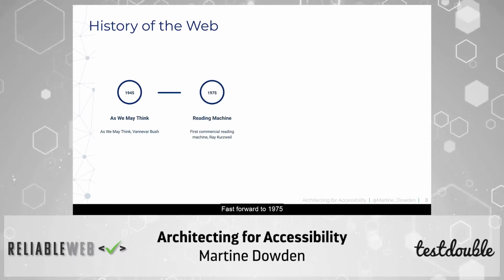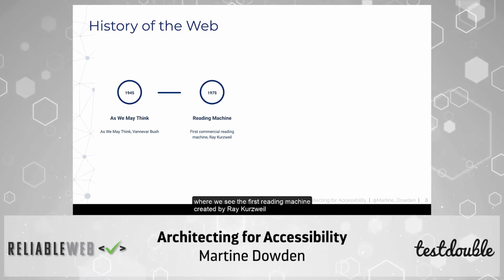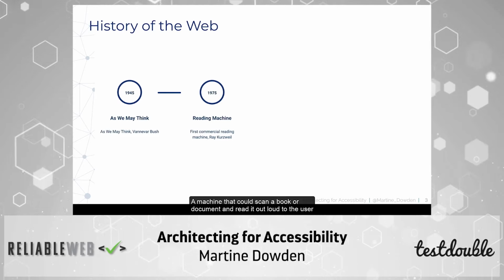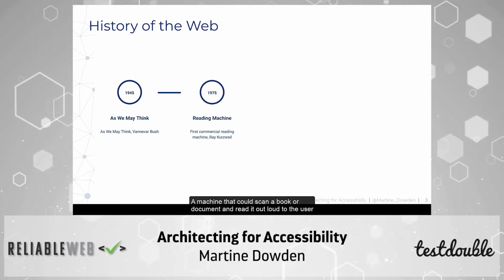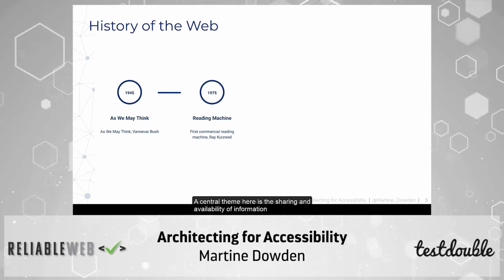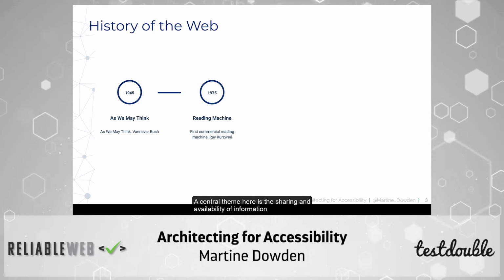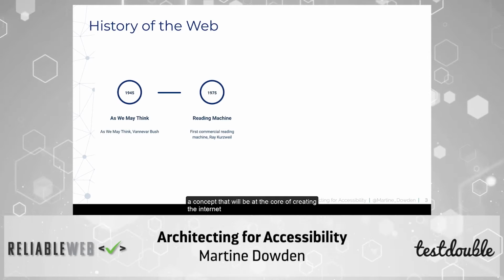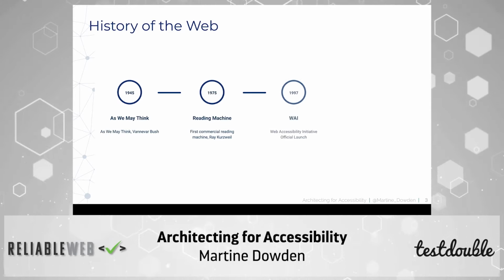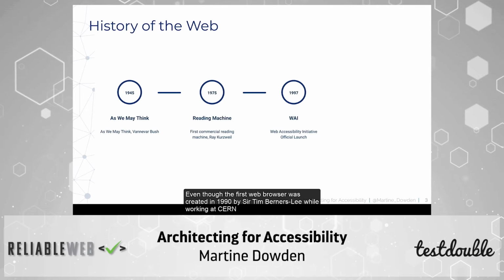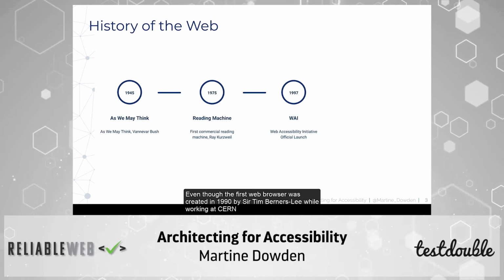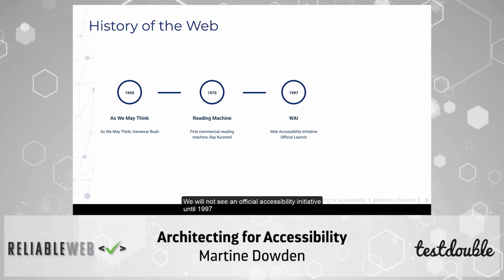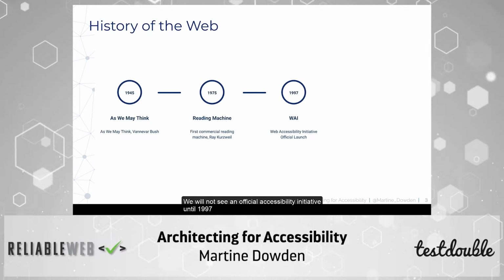Fast forward to 1975, where we see the first commercial reading machine created by Ray Kurzweil, a machine that could scan a book or document and read it out loud to the user. A central theme here is that sharing and availability of information, a concept that will be at the core of creating the internet. Even though the first web browser was created in 1990 by Sir Tim Berners-Lee while working at CERN, we will not see an official accessibility initiative until 1997.